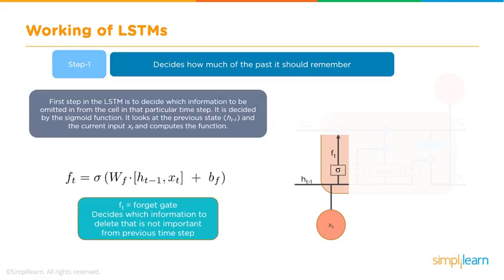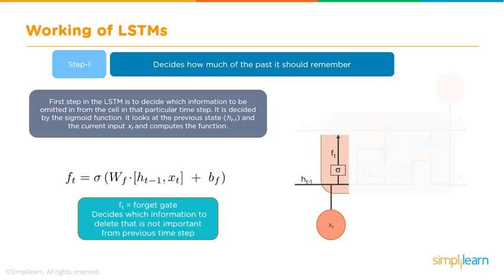So step 1 decides how much of the past it should remember. The first step in the LSTM is to decide which information to be omitted from the cell in that particular time step. It is decided by the sigmoid function. It looks at the previous state, h of t minus 1, and the current input, x of t, and computes the function.